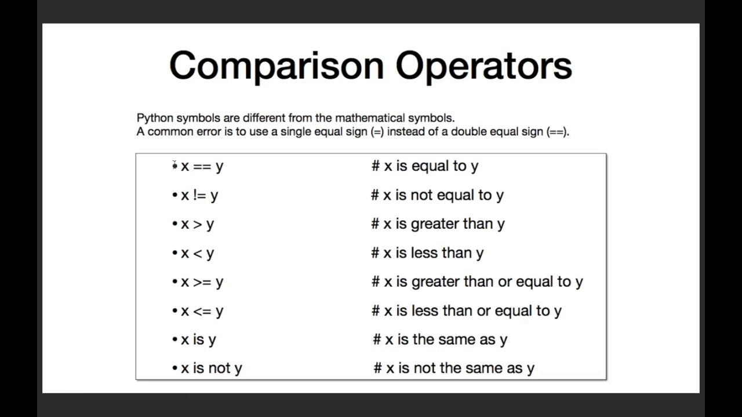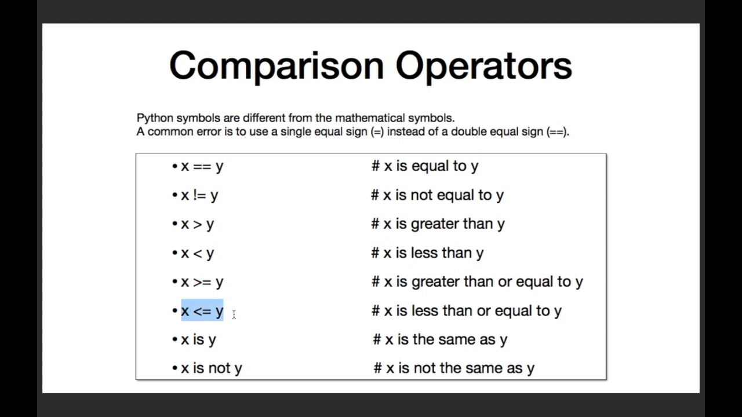Now we have to see comparison operators. x equals equals y means x is equal to y. This means x is not equal to y. This means x is greater than y. This means x is less than y. This means x is greater than or equal to y.